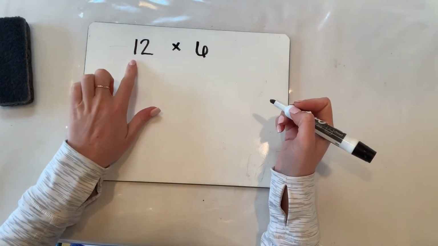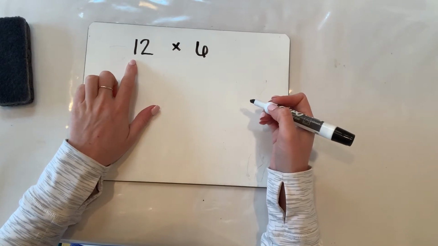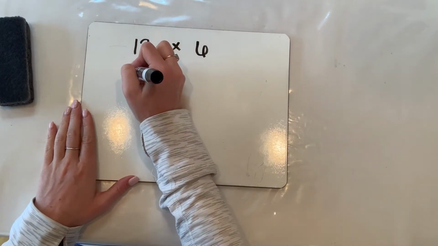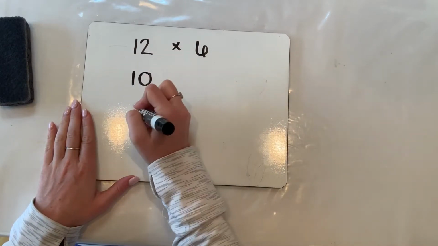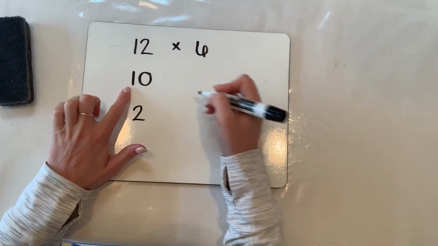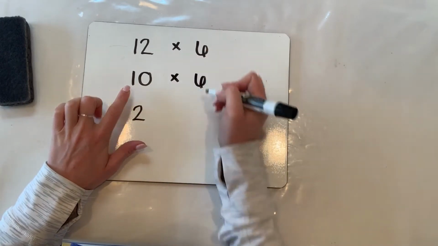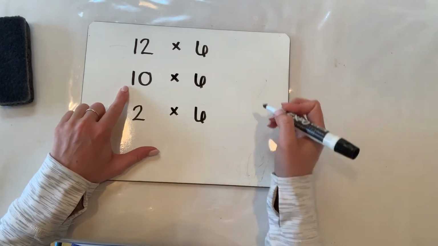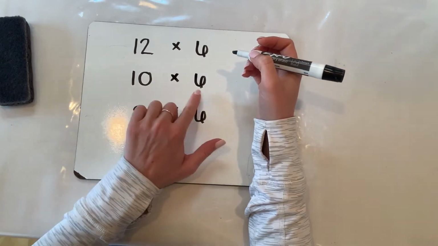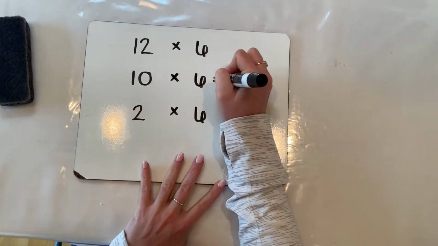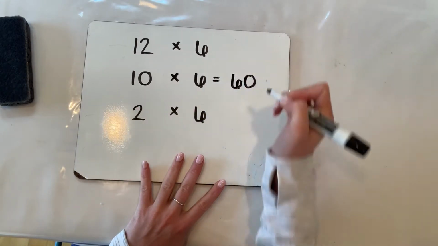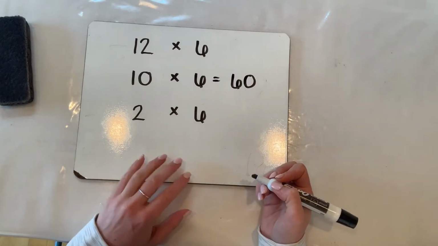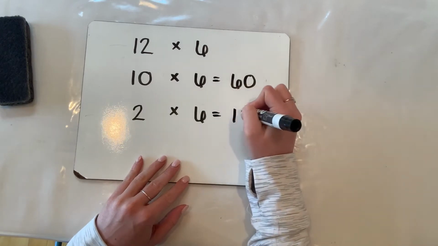So the first one is I'm going to break apart 12 so it's a little easier for me. To make 12, I get 10 and 2. So I'm going to do 10 times 6 and 2 times 6. 10 times 6 equals 60. And then 2 times 6 is like 6 plus 6, and that equals 12. So I will put 12 over here.